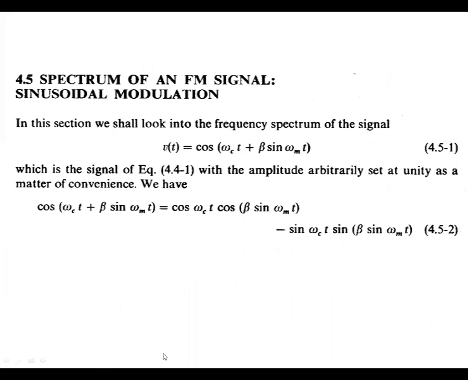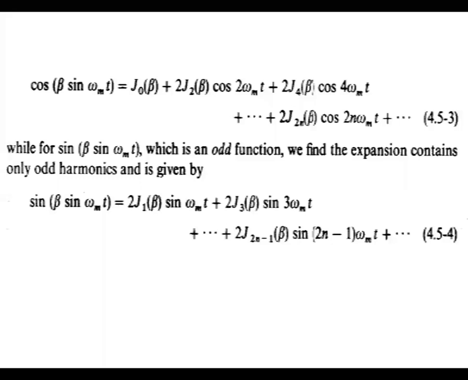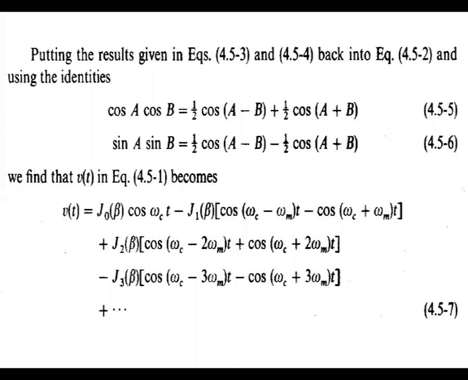In the spectrum of FM we have J0 cos ωct, that is the carrier, and J1 has the odd harmonic. It has J1(β), at ωc − ωm and ωc + ωm. And J2(β) has ωc − 2ωm and ωc + 2ωm. And J3 has ωc − 3ωm and ωc + 3ωm. All these are the spectral components.